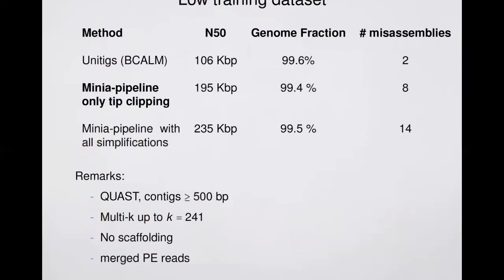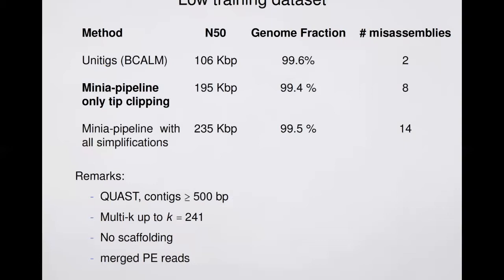Okay, in this slide, I'm showing some data that I collected while performing the training data set at the Mosaic challenge. So I ran 3 different methods derived from Minia. The first one is just computing unitigs using the BCALM software without any graph simplifications. So we have a nice N50 already 100 kb, a nice genome fraction, most of the strains are reconstructed in the assembly, and low number of misassemblies.